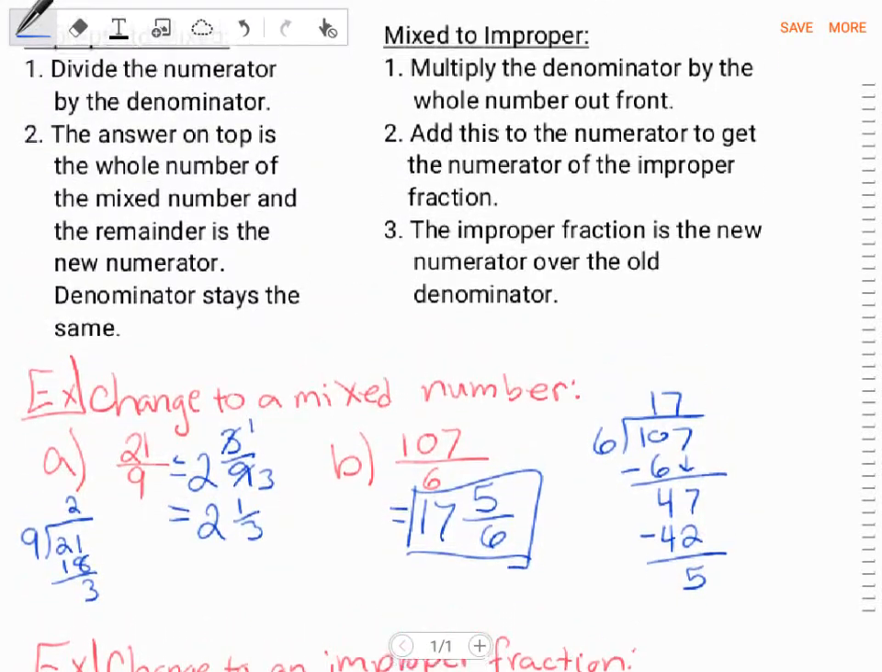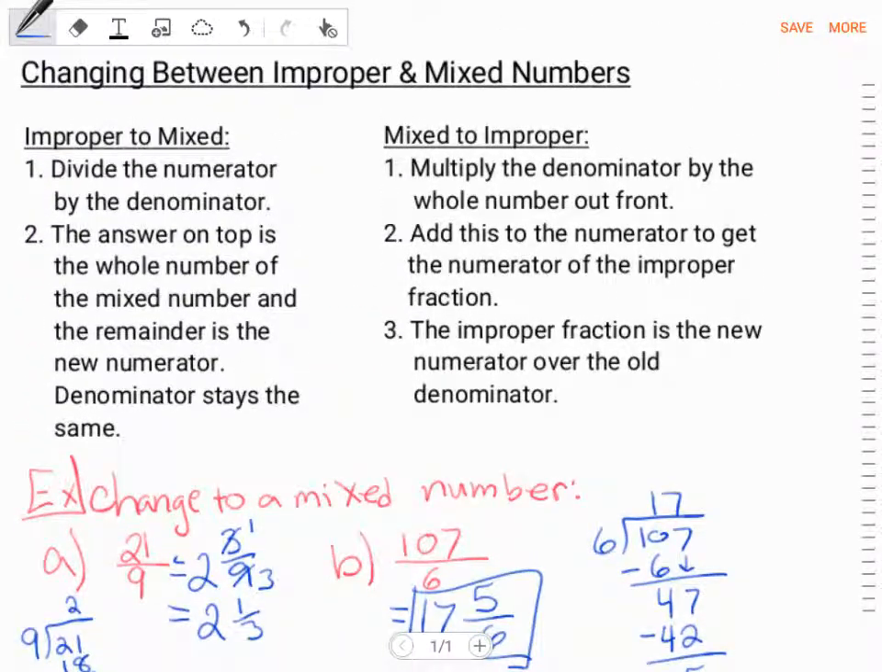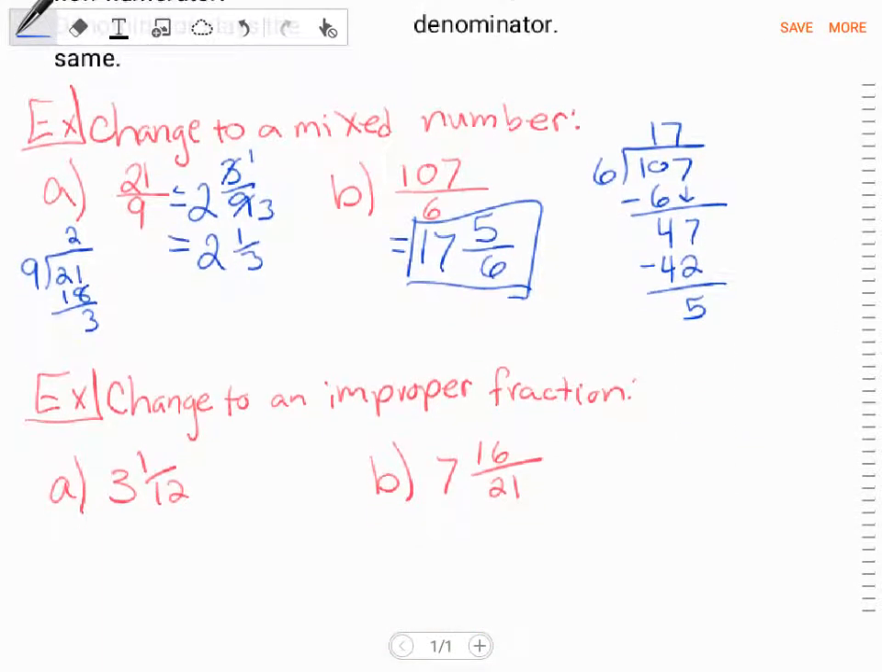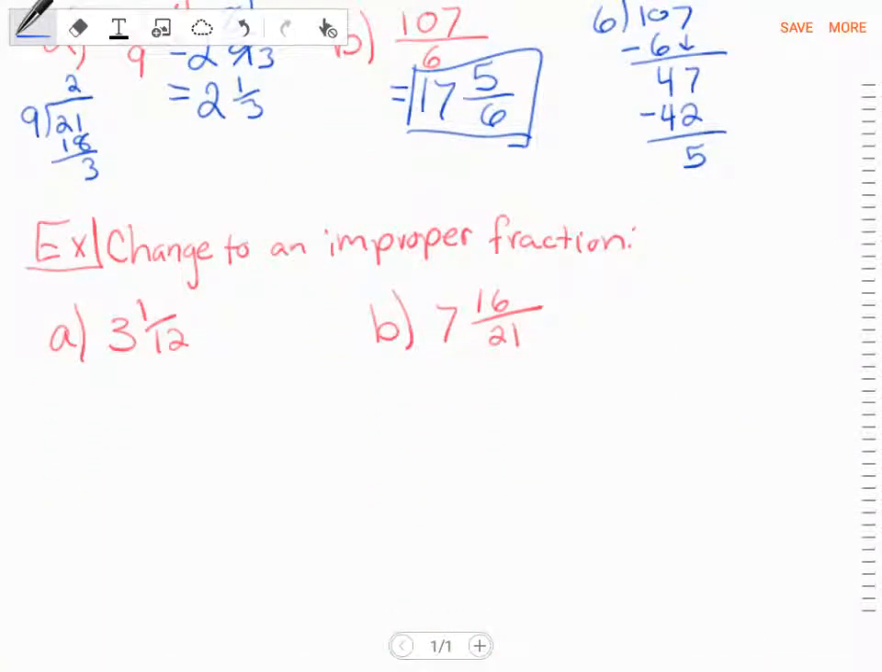Now let's talk about going from a mixed number to an improper fraction. The first thing you want to do is multiply the denominator by the whole number that's out in front of the fraction. Then add this to the numerator to get the numerator of the improper fraction. Then the improper fraction is the new numerator over that same old denominator. It's not going to change.